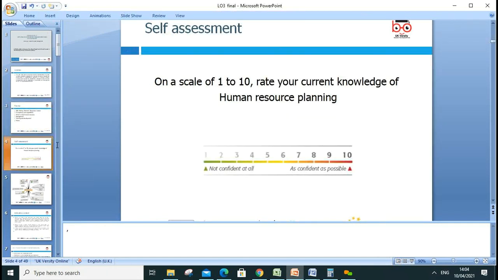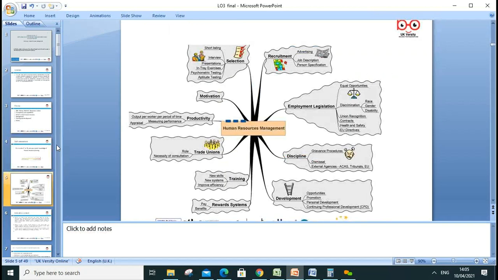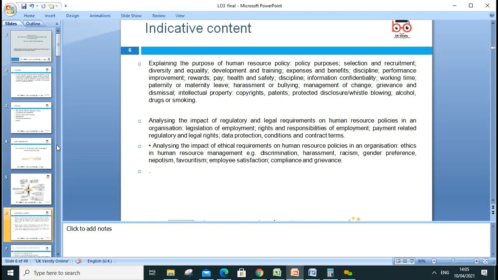We'll go to human resource planning, and within human resource planning, we need to look at ethical and moral issues. Last lesson I mentioned human resource, and this is the mind map. Today we'll focus on legislation, those are rules. We discuss grievances, procedures, and other moral issues as well. So that will be the key focus.